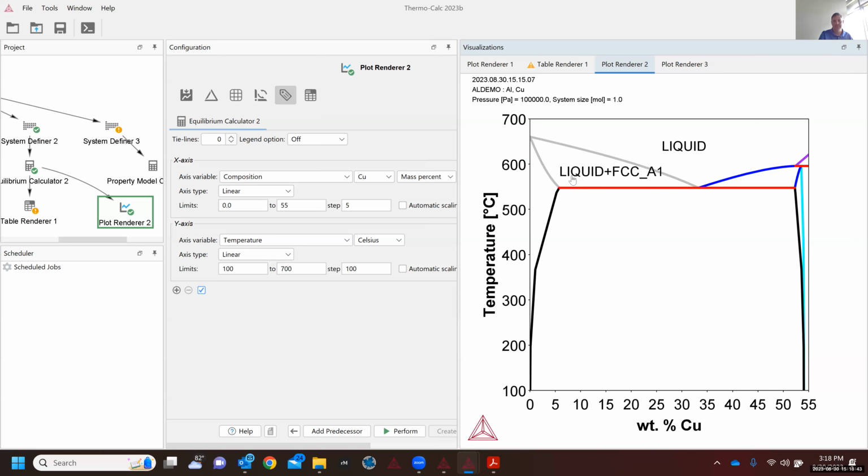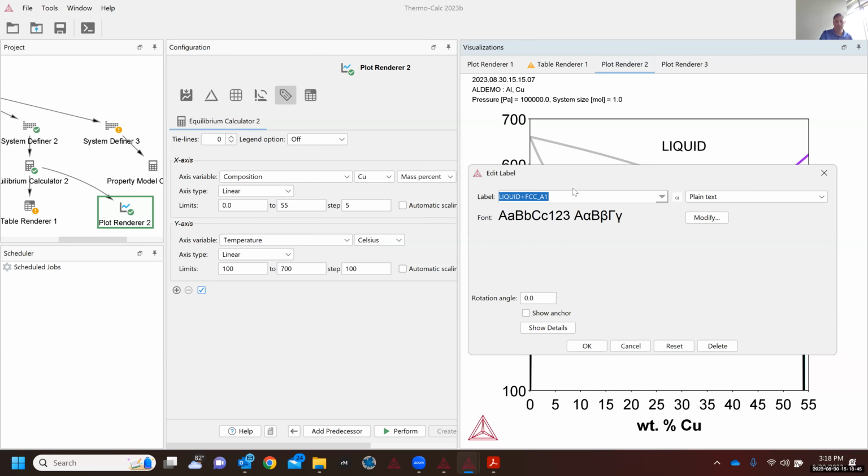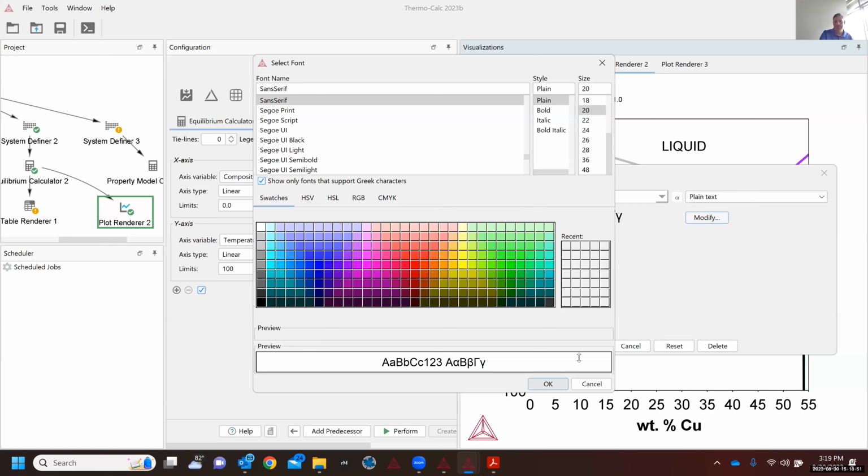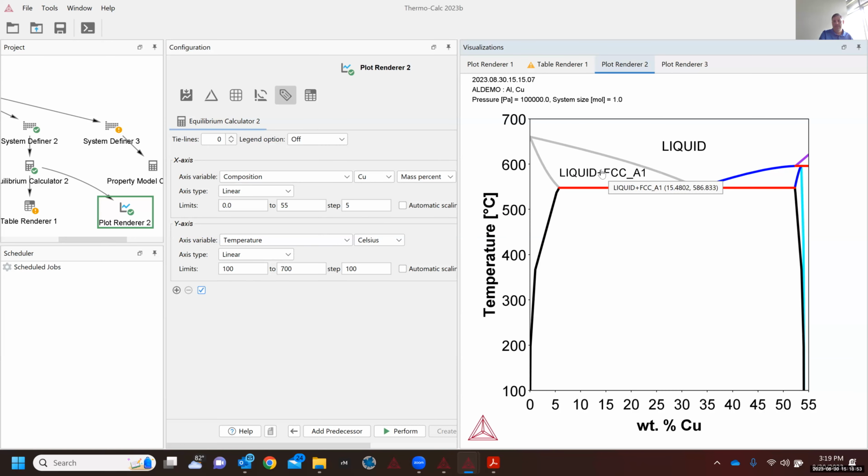Oh, that's too big, so I'll go here. I'll modify it. Turn the font down a little bit so it fits in there. And so if you're making a publication or a phase diagram for a publication, you can go in and label whichever regions you want.